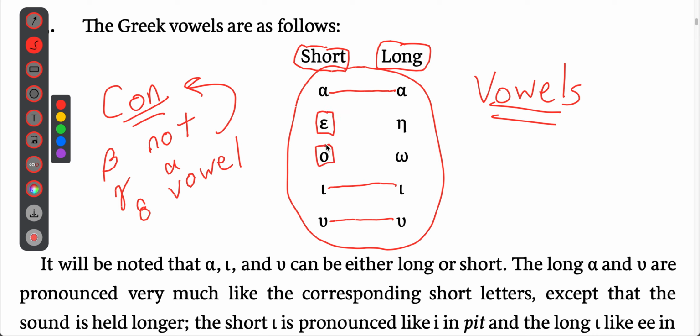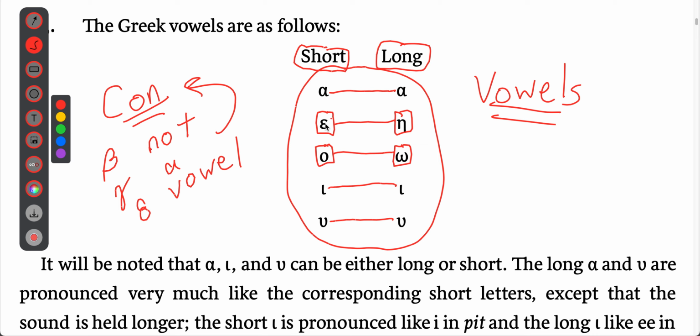So you got epsilon and omicron. Epsilon and omicron, they are short vowels. Eta and omega are long vowels. But the epsilon corresponds to the eta. The omicron corresponds to the omega. Epsilon corresponds to eta.